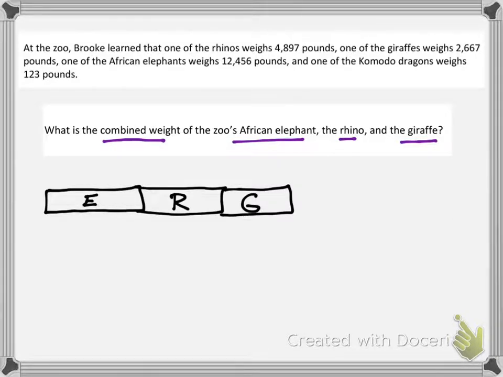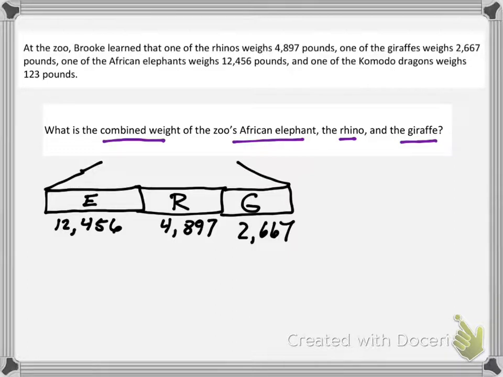And underneath it, we have the African elephant, who weighs 12,456. The rhino weighs 4,897. And the giraffe weighs 2,667. And all of this combined weight is going to give us what? We have to solve for the unknown there. If we added up all of these weights, we could figure out the combined weight of all 3 animals.